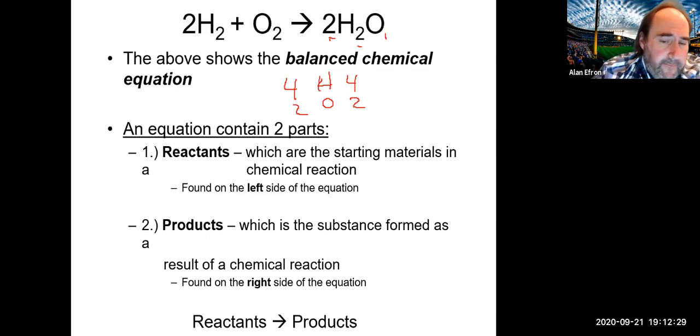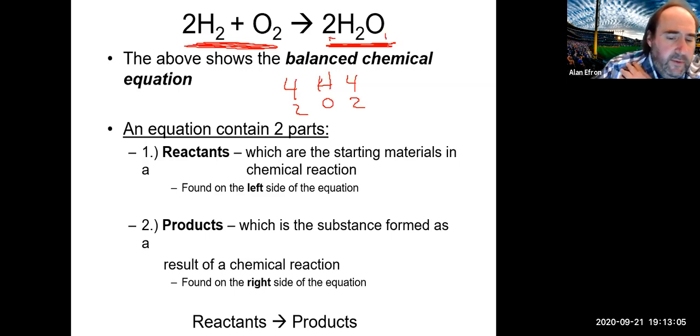Let's talk a little bit about some of the different parts of a chemical equation. On the left-hand side of the arrow are the reactants, which are basically your starting materials in a chemical reaction, and they're always found on the left-hand side. On the right-hand side of the arrow are the products, which are the things that are formed as a result of a chemical reaction. So it's always reactants to products.